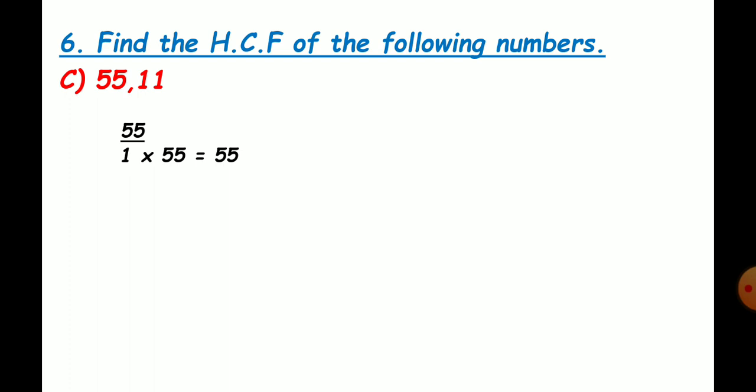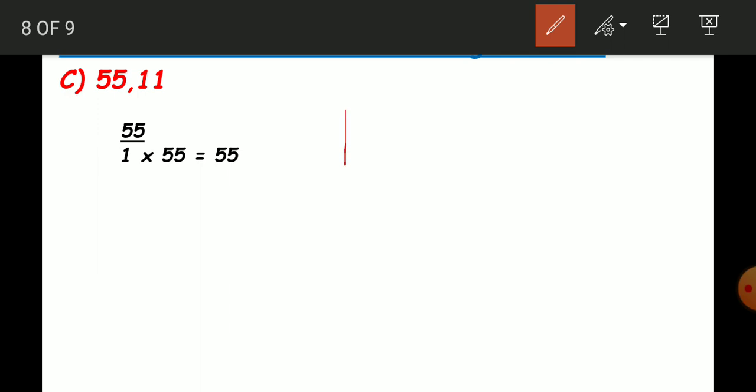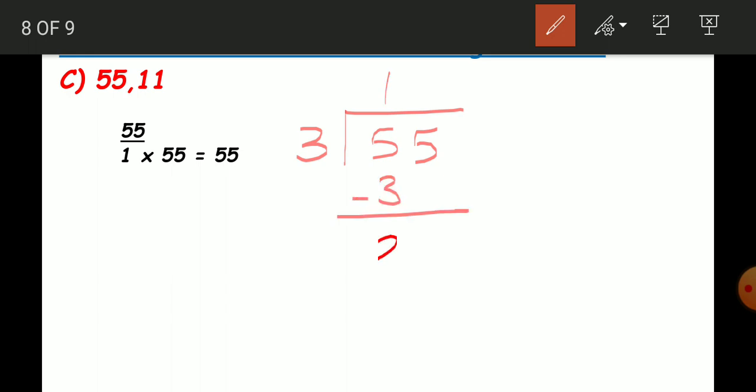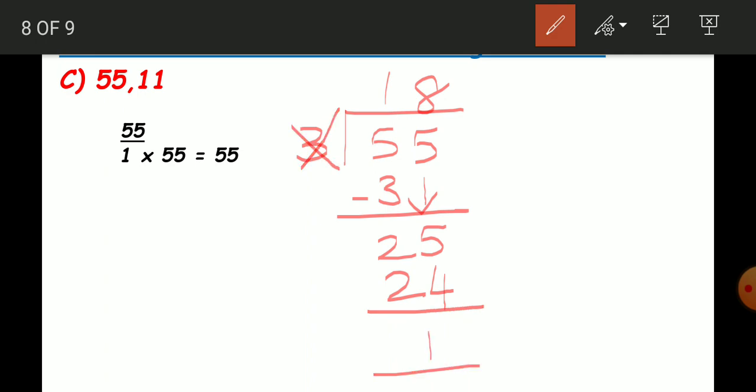3 table, divide and check whether it comes in 3 table. If you divide, it won't come because it will leave a remainder. Let me show you. So 55 divided by 3. 1 3 is 3. If you subtract, you get 2. Then you bring down a 5. Then 8 3s are 24. It leaves a remainder 1. If there is any remainder, then it doesn't come in that particular table.